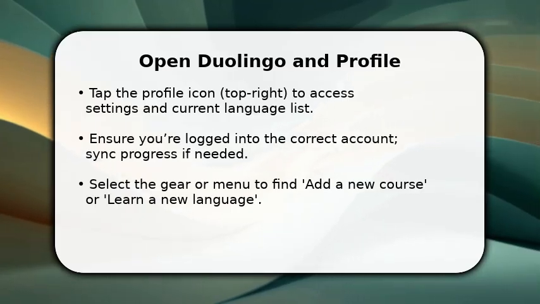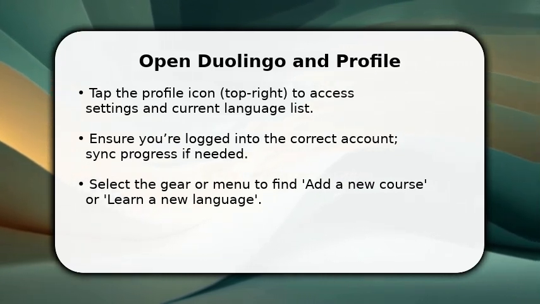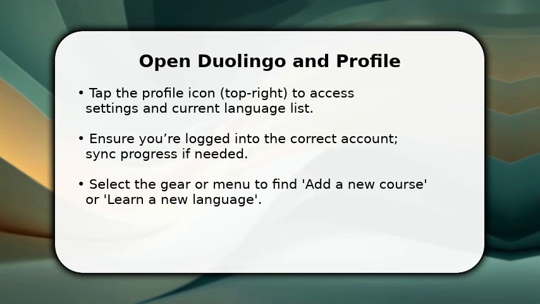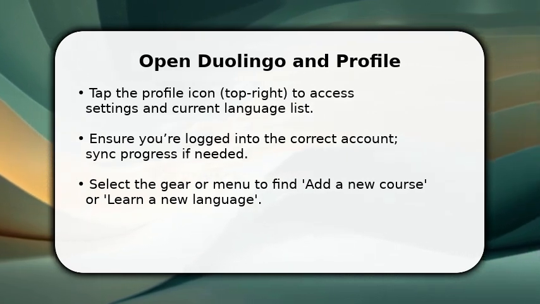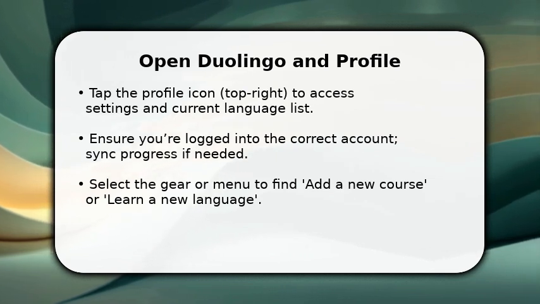You'll start inside Duolingo with your account open and synced. First, tap your profile icon at the top right to reveal account options. Once done, open the app menu or settings where the language list appears. This is where Duolingo lets you add courses.